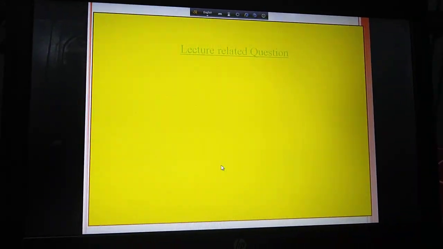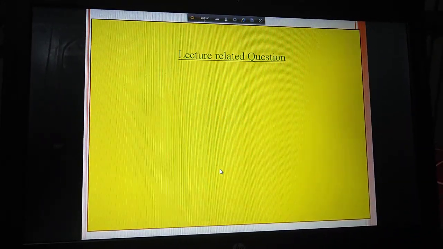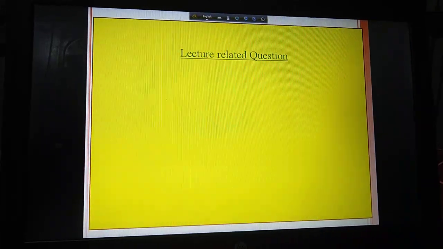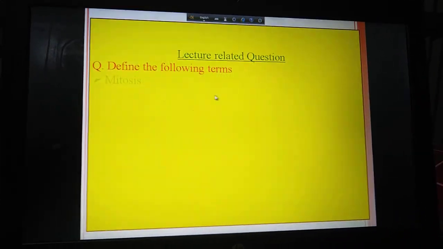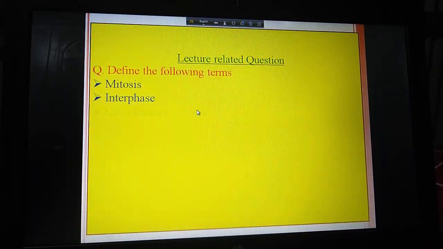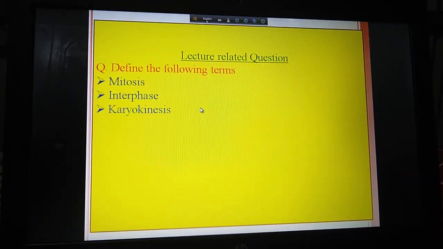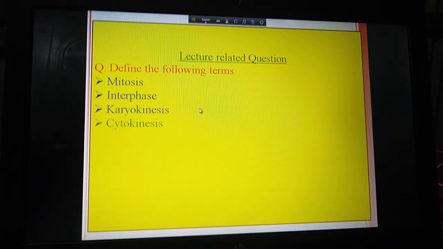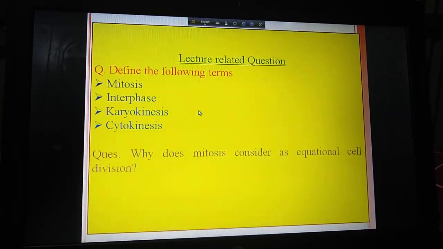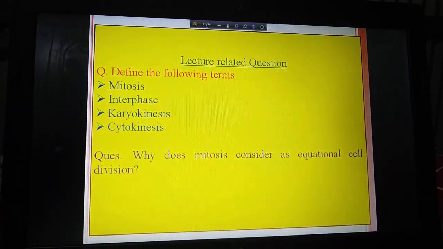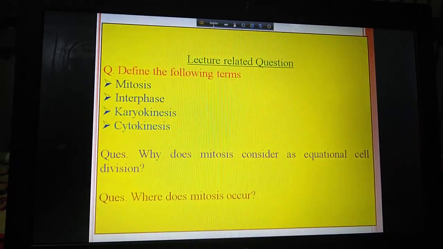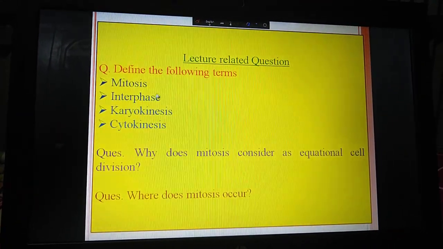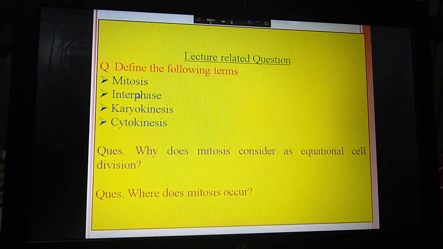So that's all about today's lecture. From this lecture, you can write down the answers to some questions. For example, first, define the following terms: mitosis, then interphase, karyokinesis, cytokinesis. Why is mitosis considered an equational cell division? Where does mitosis occur? A point present here is interphase.